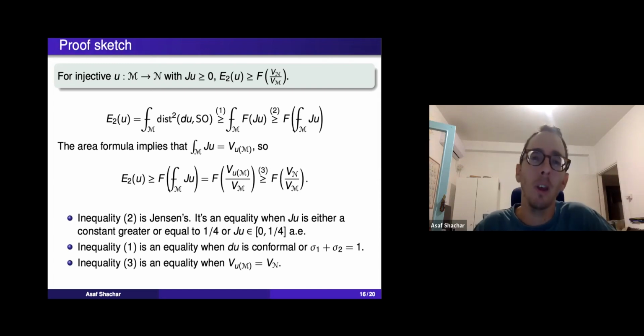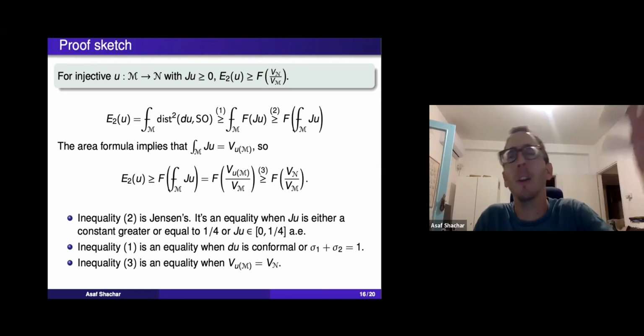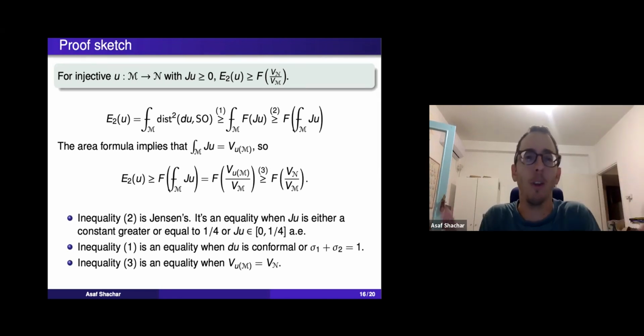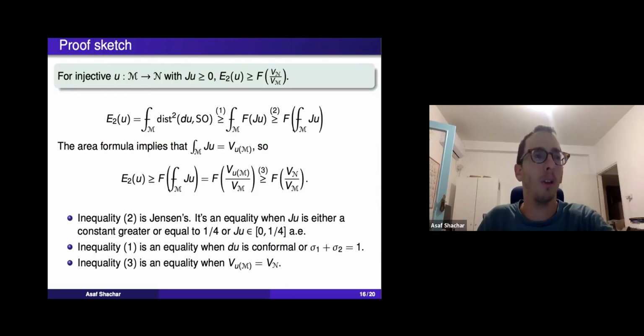Inequality 1 becomes an equality. This is just the pointwise problem we discussed before. We know that happens when the gradient is conformal or the sum of singular values is 1. So this is basically the proof. And when p is greater than 2, you just repeat the same argument, or use Jensen inequality one more time. At some point, it's essentially the same. Okay, so this is the end of the proof sketch. I have 5-10 more minutes, right?